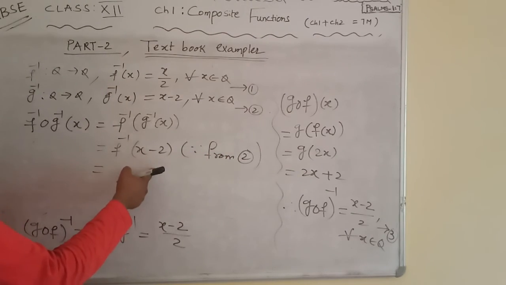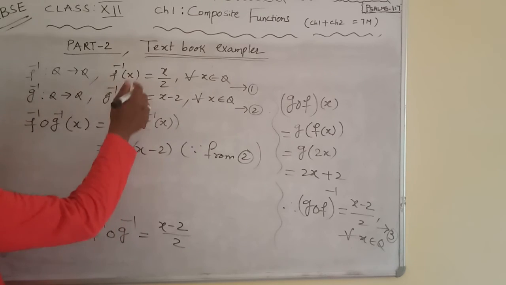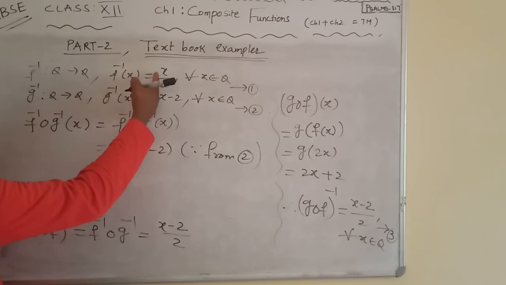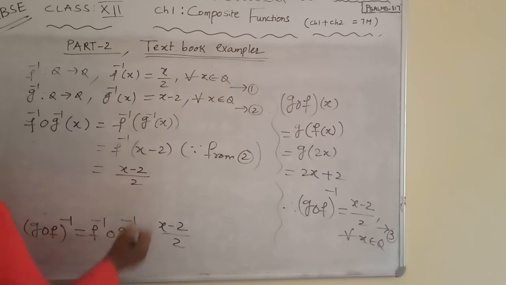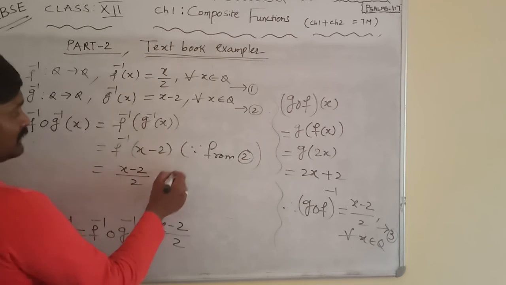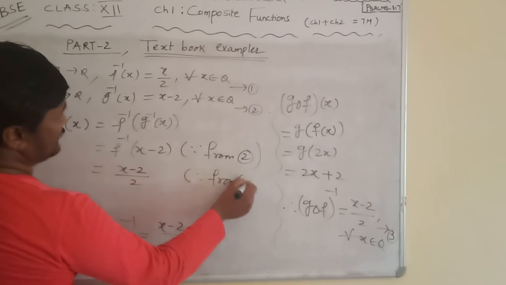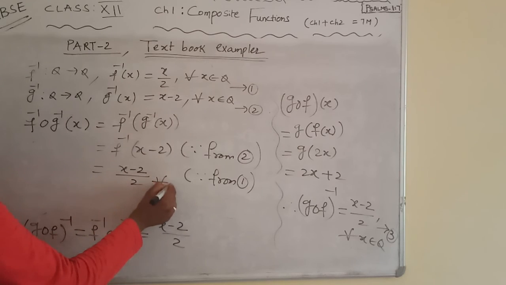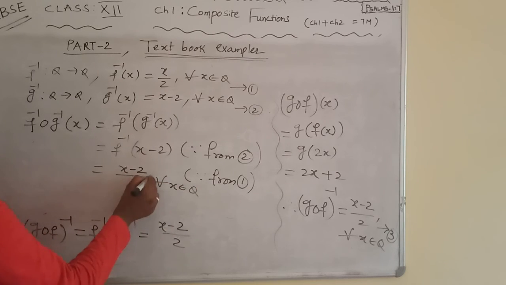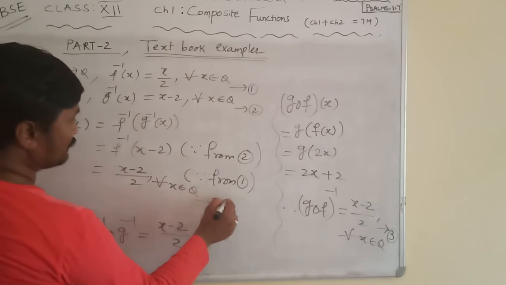Now f⁻¹(x − 2). What is f⁻¹(x)? x/2. So we can just substitute in that place: wherever x is there, write x − 2. So (x − 2)/2. This is from equation 1, meaning you substituted there and got this, for every x belongs to Q. So this gives us equation number 4.